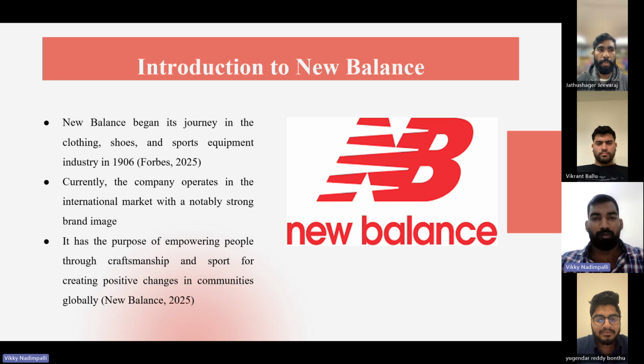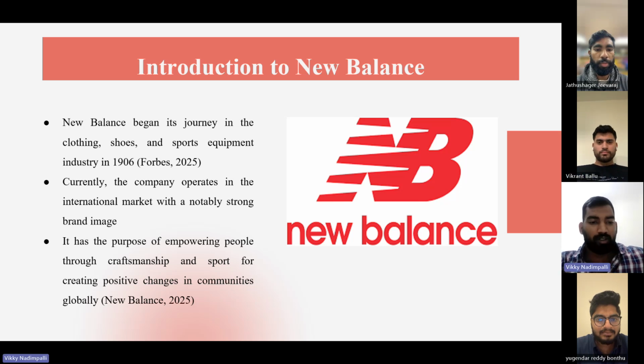In this company, we can see many types of sportswear and clothing, which are very useful to sports people and athletes. When we go to the introduction of New Balance, coming to the first slide, New Balance has been introduced, reflecting its strong presence in the sports market since its establishment in 1906. Besides, it's observed that with its purpose, the company has ensured a notable brand image and strong international presence.